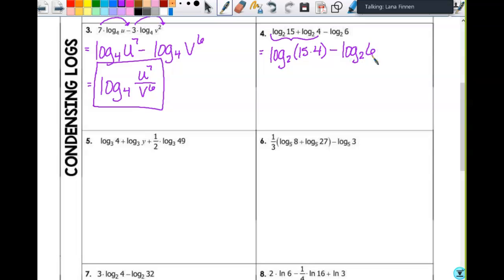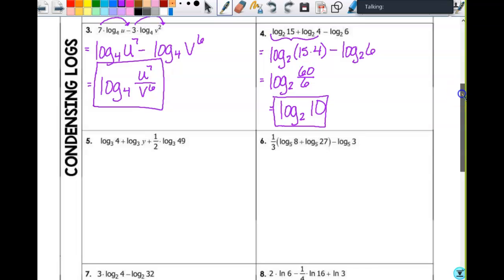So now I have 2 logs, same base. I'm subtracting, so that's my quotient property. So this gives me log base 2. What is 15 times 4? 60. So this is going to give me 60 divided by that 6. So in the end, I get log base 2 of 10. Everybody good so far?